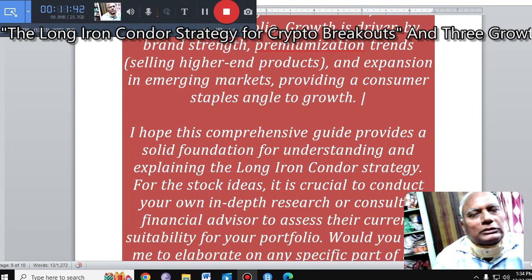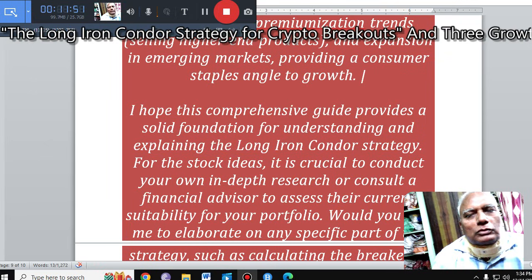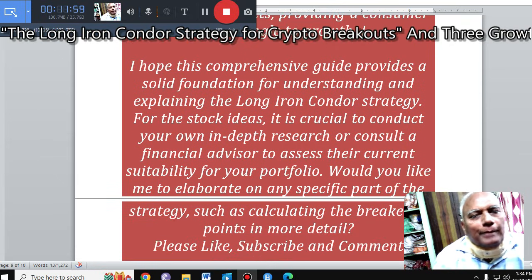I hope this comprehensive guide provides a solid foundation for understanding and explaining the Long Iron Condor strategy. For the stock ideas, it is crucial to conduct your own in-depth research and consult a financial advisor to assess their current suitability for your portfolio.